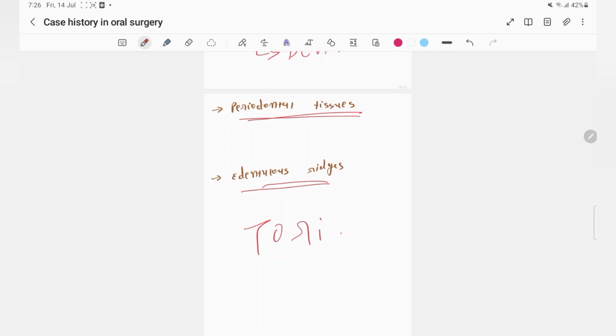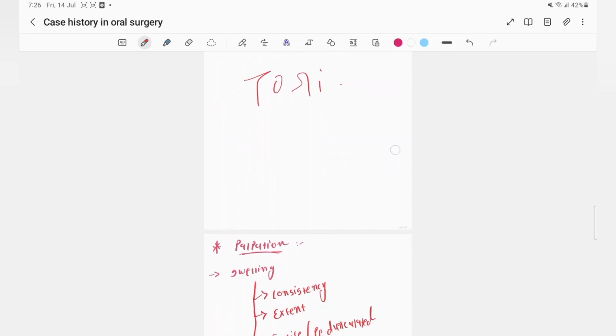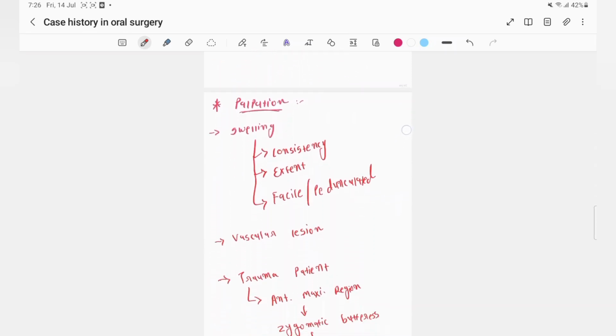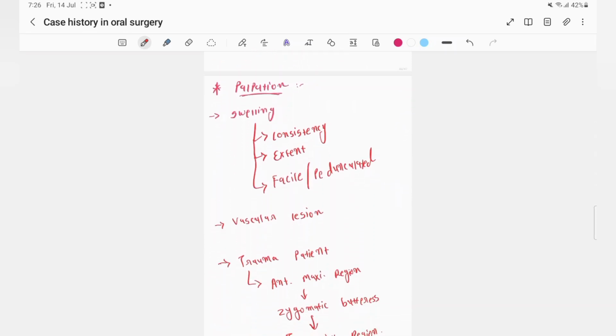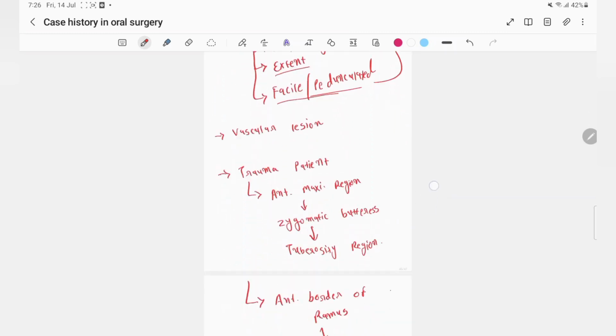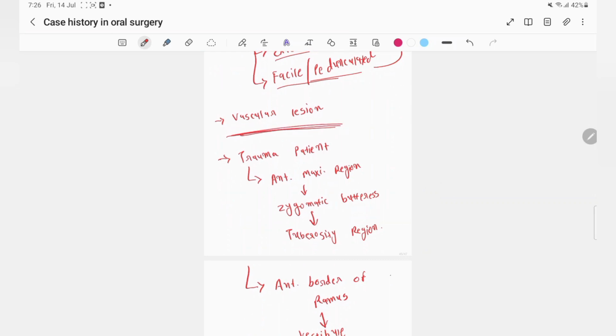After this, you have to palpate the intraorally present regions. Suppose the patient has a swelling. In this, you have to palpate the swelling for consistency, extent, and to check whether the swelling is sessile or pedunculated. Then, if any vascular lesion is present, you have to palpate that.